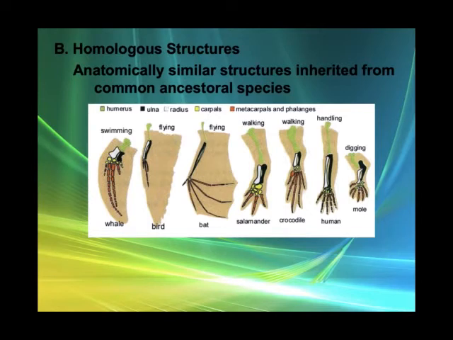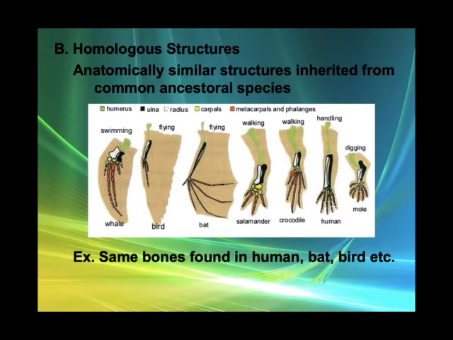So those are some homologous structures. They're similar structures in a lot of different species, and the reason that they have them is because even though they're very unrelated today, they had at one time in their past a common ancestor. So the example that I use is the same bones that are found in a human, a bat, a bird, a whale, a salamander, a crocodile. They're the same bones. They've just been adapted for whatever environmental stresses the species needs to meet.